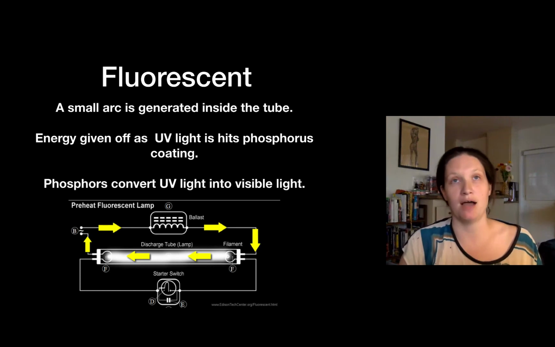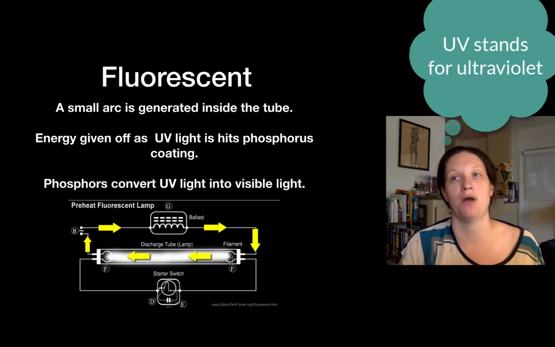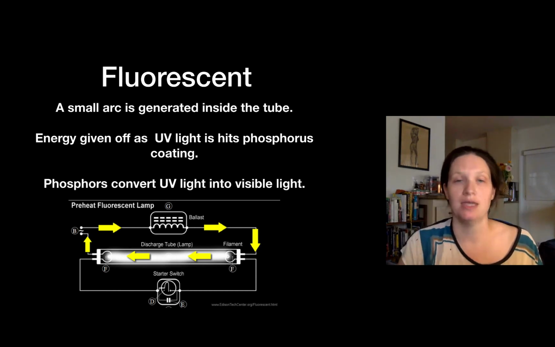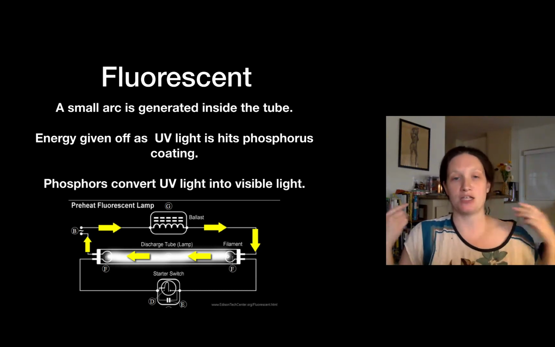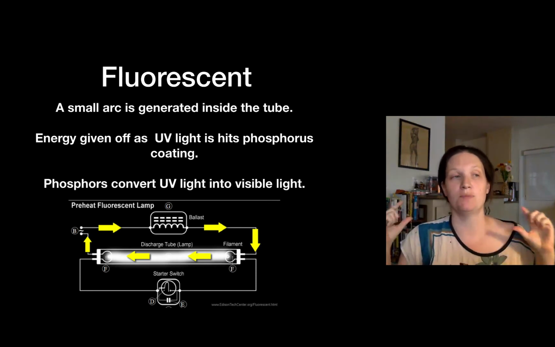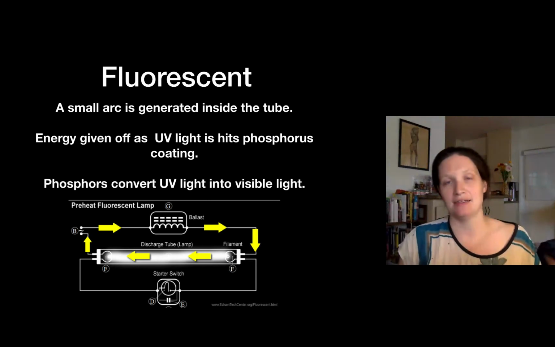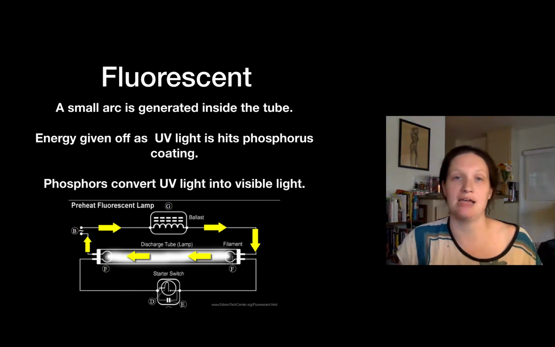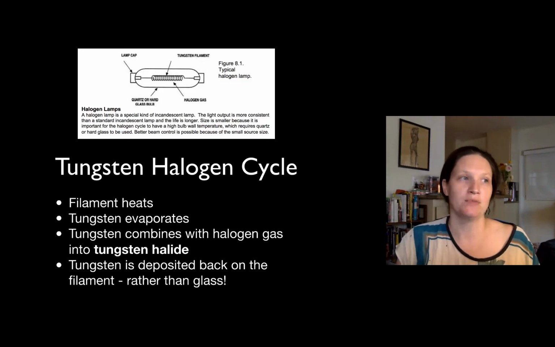So if we think about UV light, we're talking about the part of the light spectrum that gives you a sunburn. It's not part of the visible light spectrum though, okay? So when that UV light hits a phosphorus coating, which is the white part on the inside of a fluorescent tube, then that turns it into visible light, okay? This is the same idea as black light.